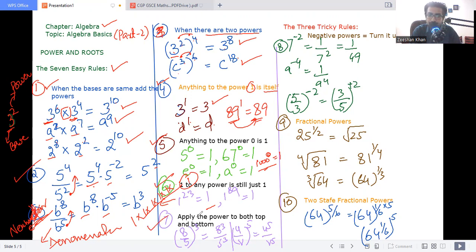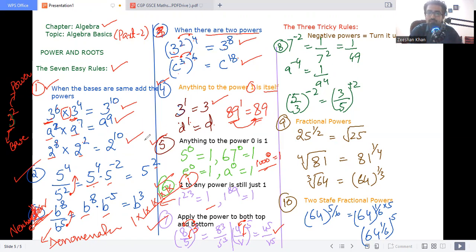Now, rule number 7: apply the power to both top and bottom. You can see in this one, 8 by 5 to the power 3. We will apply this 3 on both of them, on 8 as well as on 5. So I will write 8 to the power 3 over 5 to the power 3. Similarly, this is example 2, u by v to the power 5. You will apply the power 5 on u as well as on v, so u to the power 5 over v to the power 5, and this is the answer.